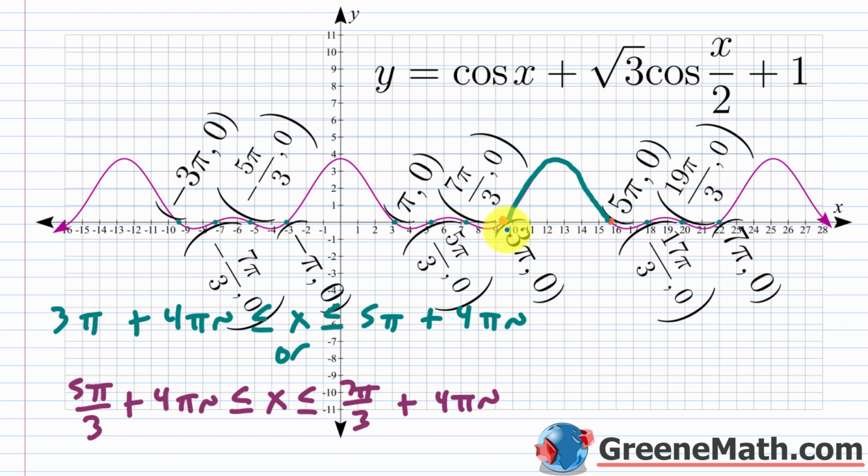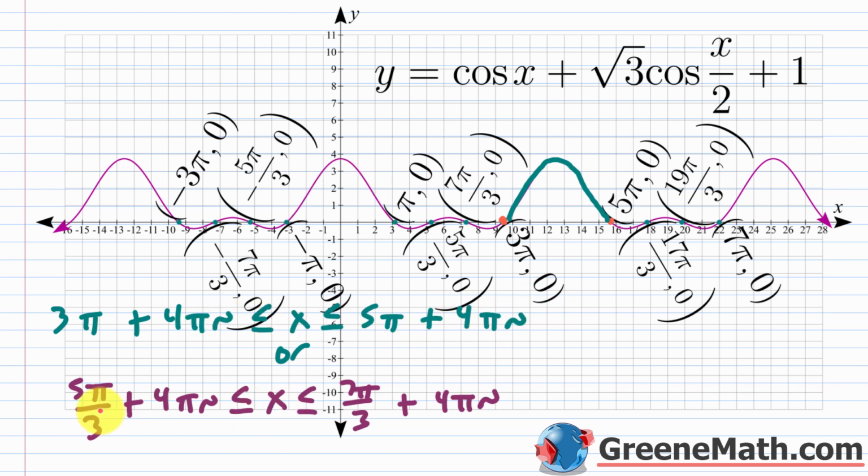But basically I'm going to subtract 4 pi away from each part. So 3 pi minus 4 pi is negative pi. So that would be negative pi right there. And then if you do 5 pi minus 4 pi, that's going to be pi. So right there. So that's another piece. So here the y values again are greater than 0. So you could have also written this and said, well, it's negative pi plus 4 pi n, which is less than or equal to x, which is less than or equal to pi plus 4 pi n. So another way to write that part.